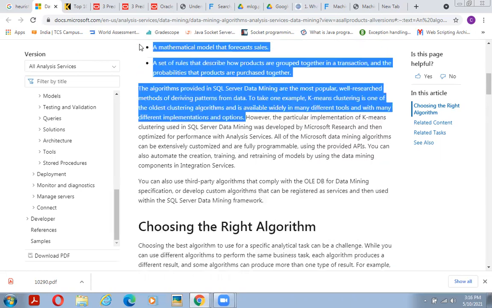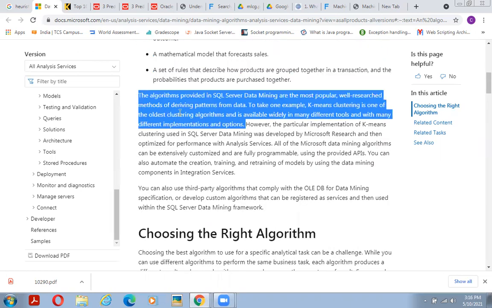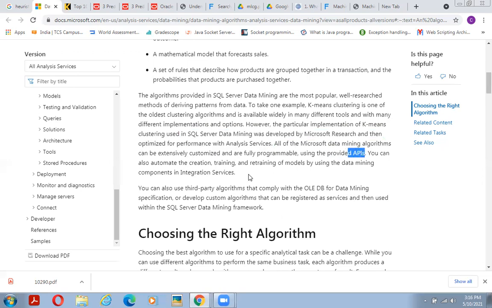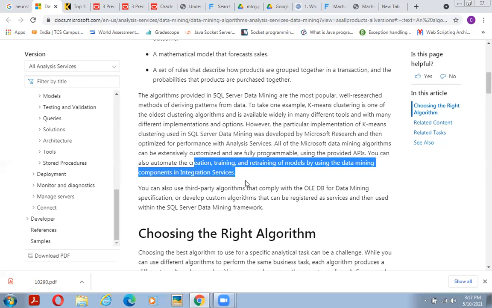That's why we are going through different algorithms as an identity. But in general, when we try to implement and make a product, we need to connect those algorithms for a particular purpose. Like here, the Microsoft Research team has optimized the performance of those algorithms for Analysis Services within SQL Server data mining. Okay, so all the Microsoft data mining algorithms can be extensively customized and fully programmable using the provided APIs. We can also automate the creation, training, and retraining of the model by using the data mining components in Integration Services.